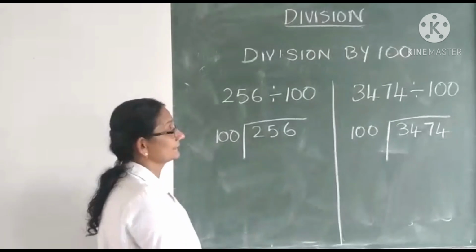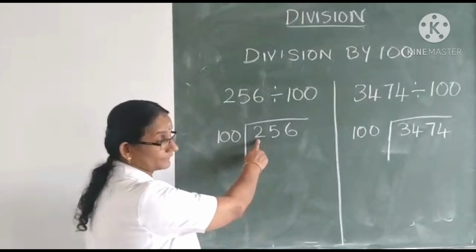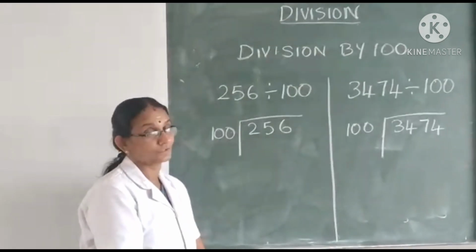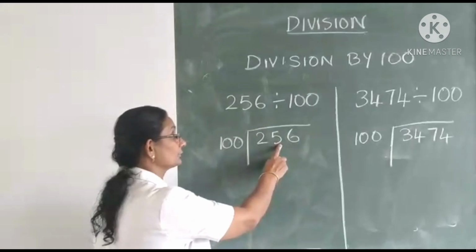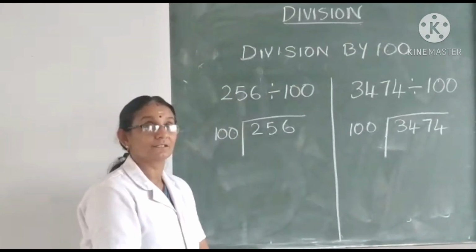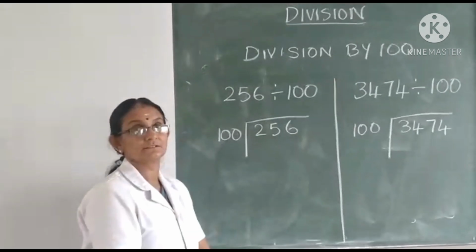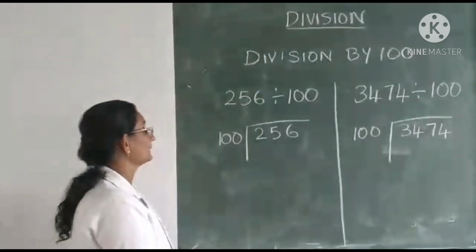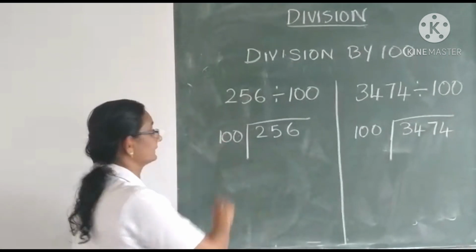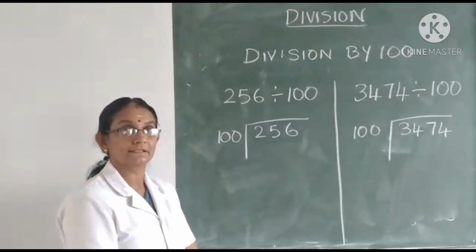So 100 is a 3-digit number, isn't it? So you cannot simply take the first digit because it is smaller than 100. If you take the two digits 2 and 5 also, it is smaller than 100. So you have to take all the three digits for dividing. Okay. So let us multiply the number 100 and see how many times it will go in 256.